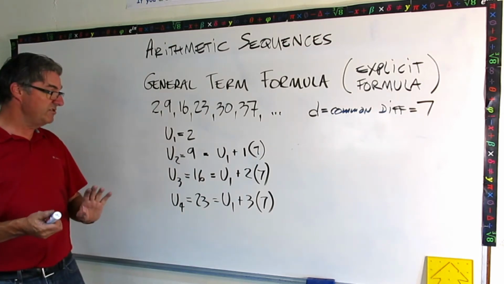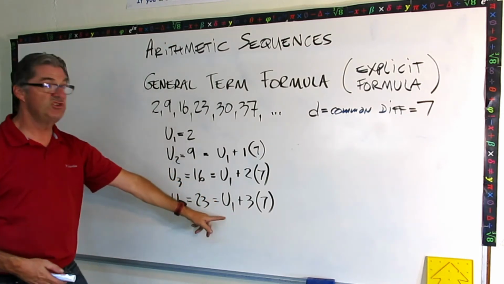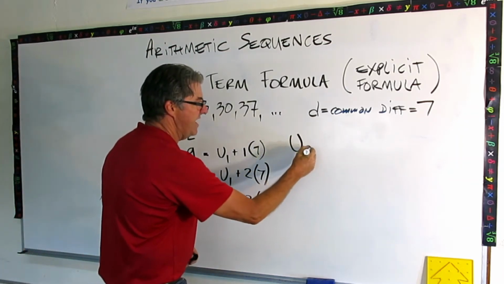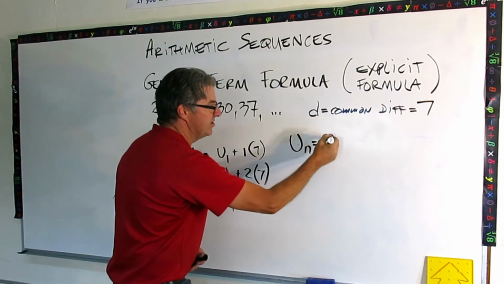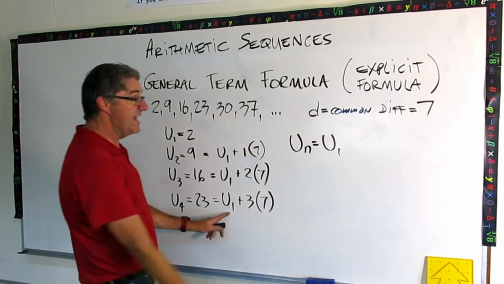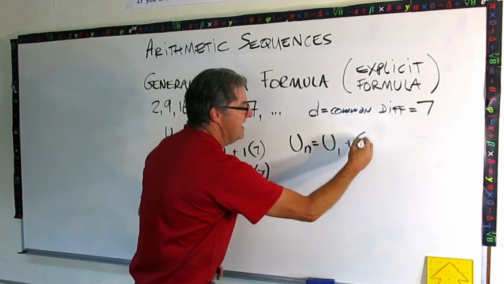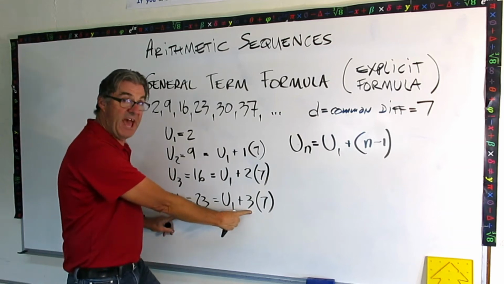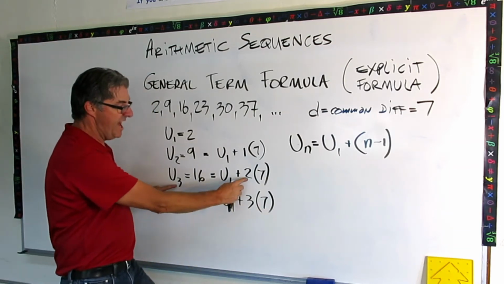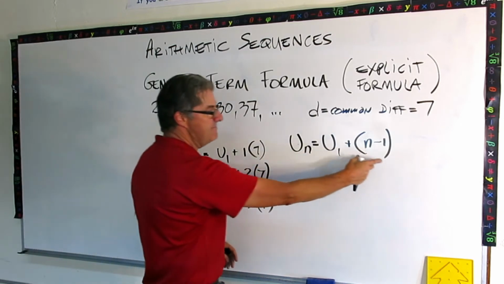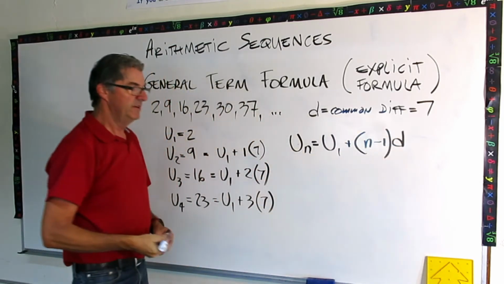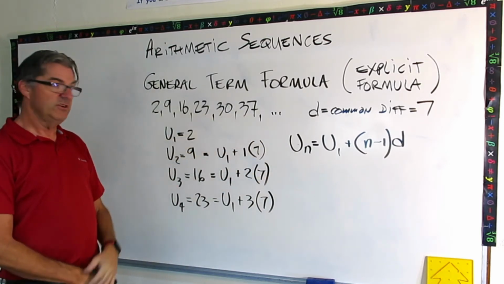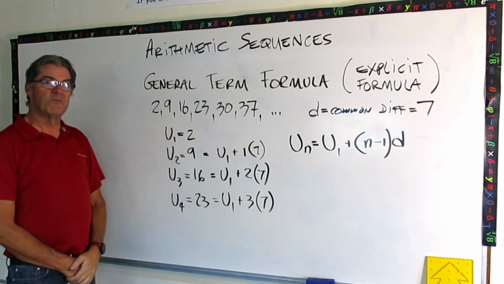Okay, so basically what you need to do is take this kind of notation and generalize it. So the nth term, we use the term u_n for nth term, is going to be the first term, u_1, plus n minus 1, right? Because the fourth term we added 3 differences. Third term we added 2 differences. So this is going to be n minus 1 times the difference. And so that formula is going to give us the nth term of this sequence. And you can test it on all these numbers and you'll find that that works.